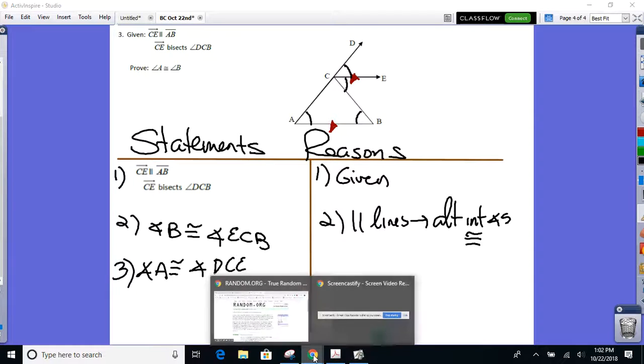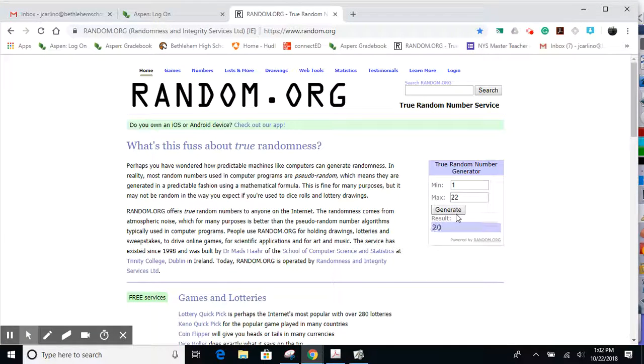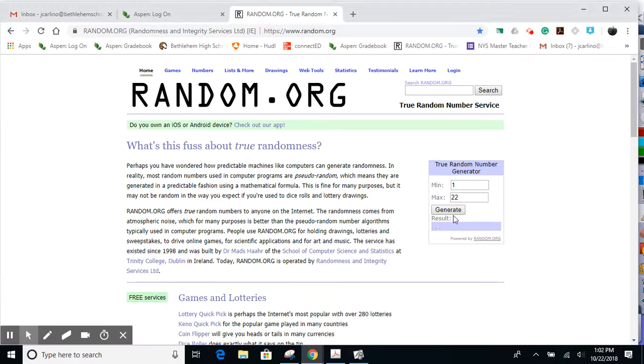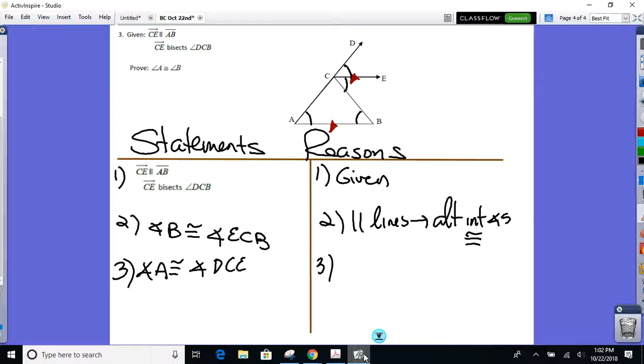What angles were just given to us? What type of angles? 20, what type of angles? Corresponding. Nice job. So give me a good reason right now. 7, give me a good reason. Thank you.